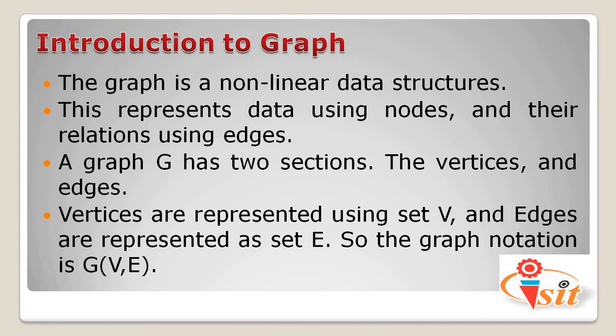So already we have learned what is the meaning of graph. Here the graph is a non-linear data structure. This represents data using nodes and their relations using edges. A graph G has two sections, that is the vertex and edges. Vertex are represented using set V and edges represented using set E. So the graph notation is G of V comma E.